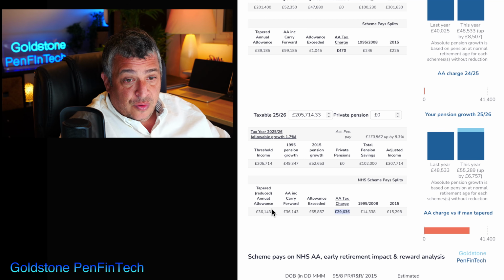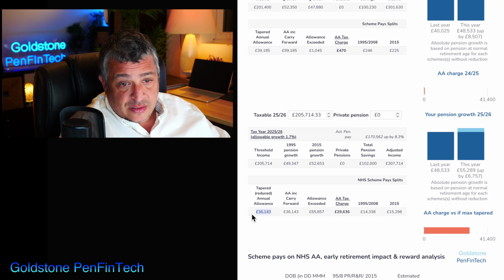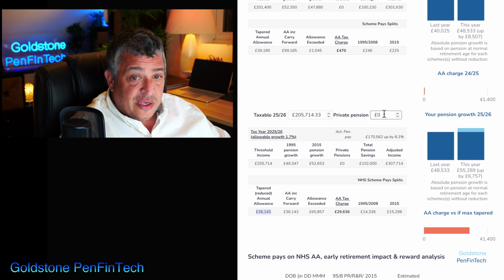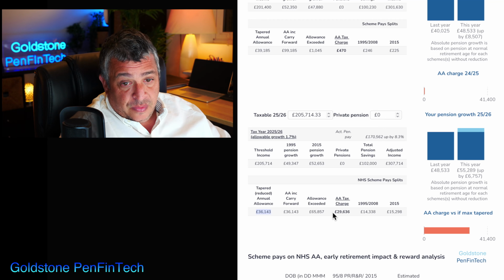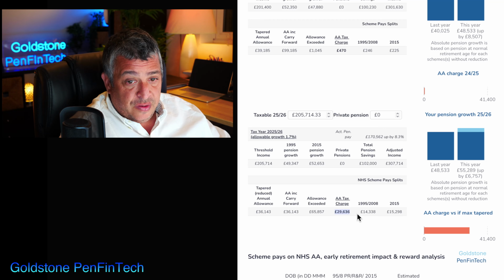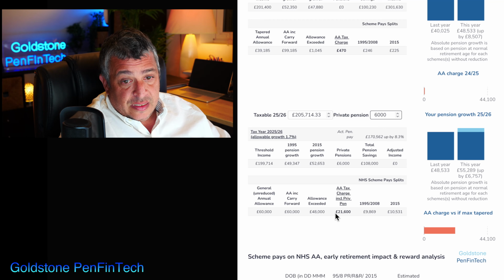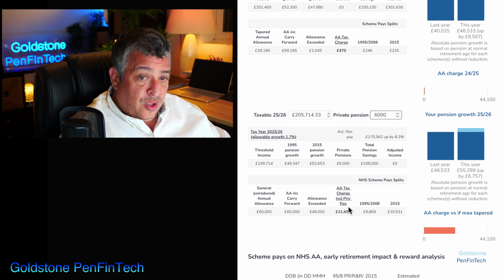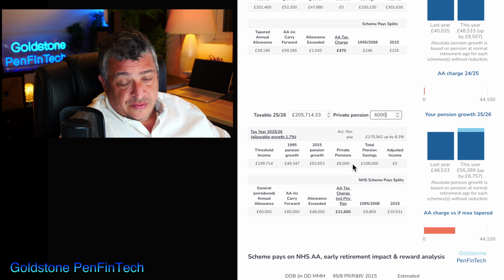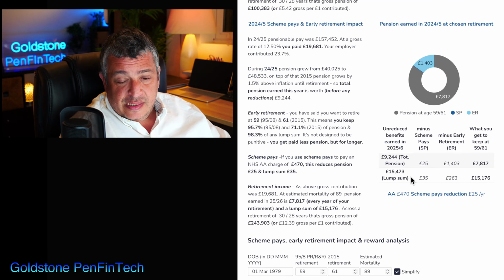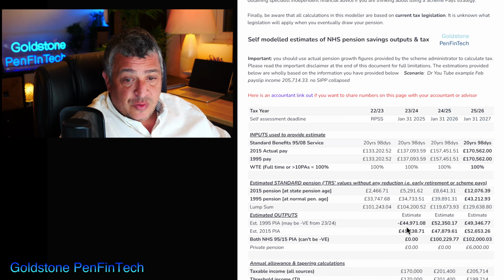So for example, that tapered reduced annual allowance of 36,143, the tax charge is all there, and then you can look at the options. So for example, if you just remember that charge of 29,636, and if we add in pension savings of 6,000, we can see that it goes to 21,600, and that's including the tax charge on that private pension contribution of £6,000. So it puts you in a much better position, and it's really easy to see how the analysis works.